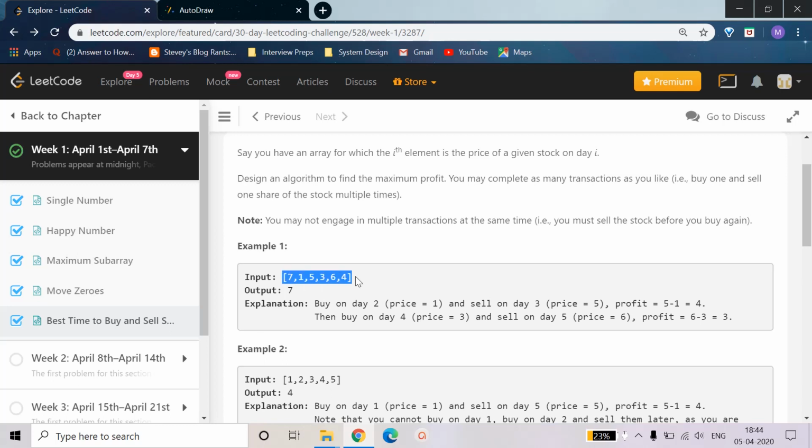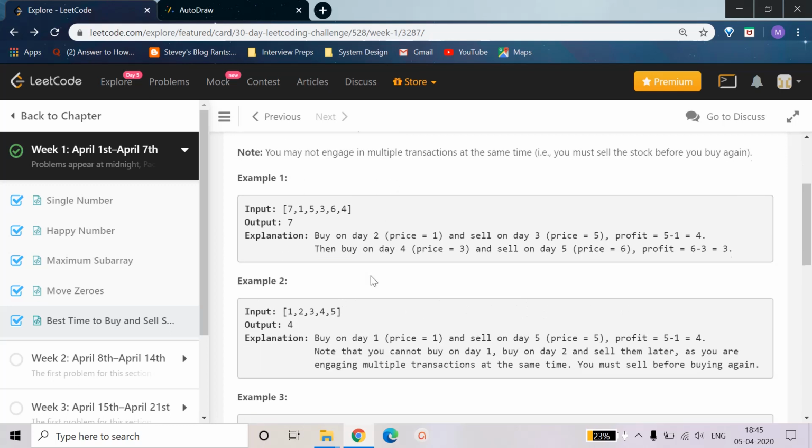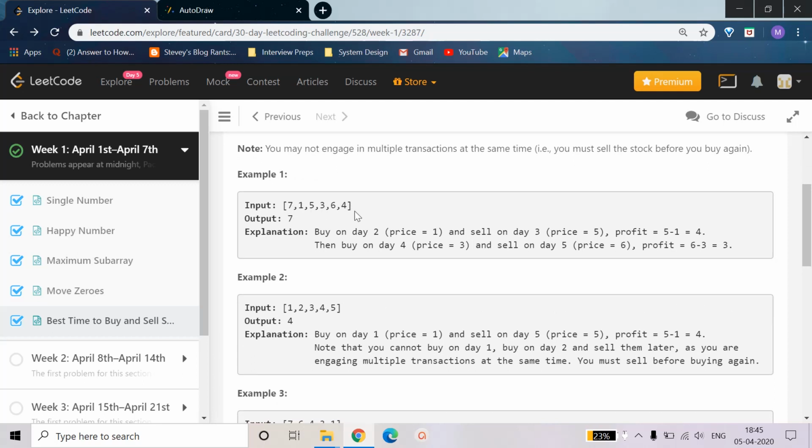So let's try to understand it with an example. In this we are given different prices of the stock in the array, and what we observe is, if we buy at 7, after 7 there is a price of 1, so it's a good idea to buy at 1 rather than buying at 7. Now if you check the array, after buying at 1, we have a good opportunity to sell at 5.